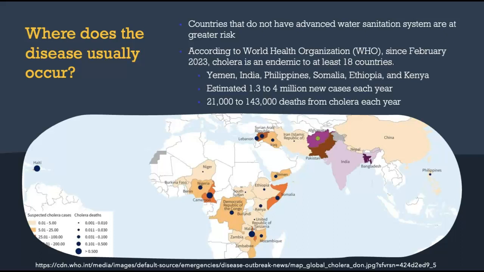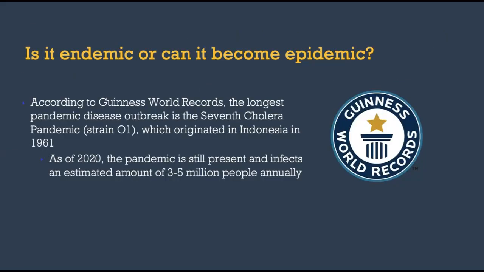The World Health Organization estimates that 1.3 to 4 million new cases of cholera occur each year, and there are 21,000 to 143,000 deaths each year. According to Guinness World Records, the longest enduring pandemic disease outbreak is the 7th cholera pandemic, which is the cholera strain O1. It originated in Indonesia and began to spread widely in 1961. As of 2020, this pandemic is still present and infects an estimated 3 to 5 million people annually.